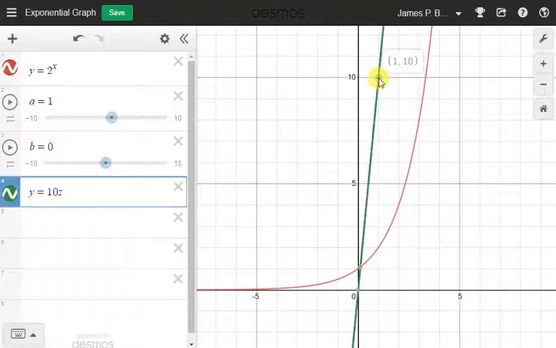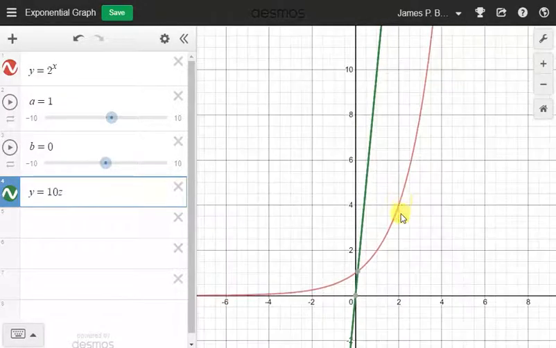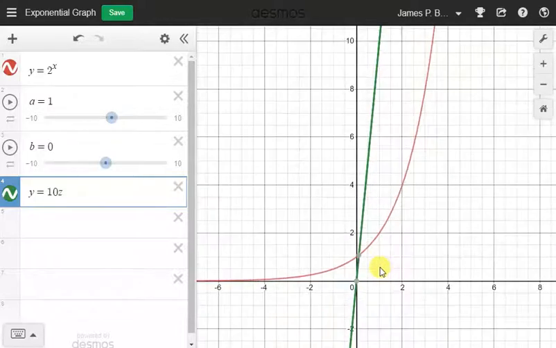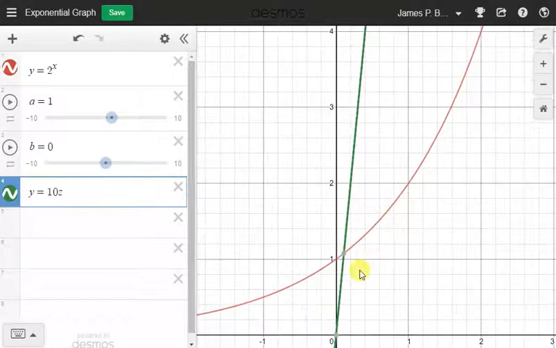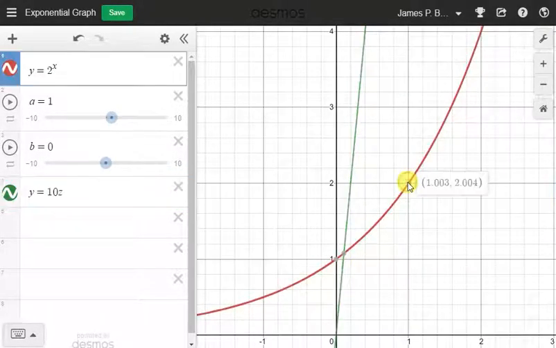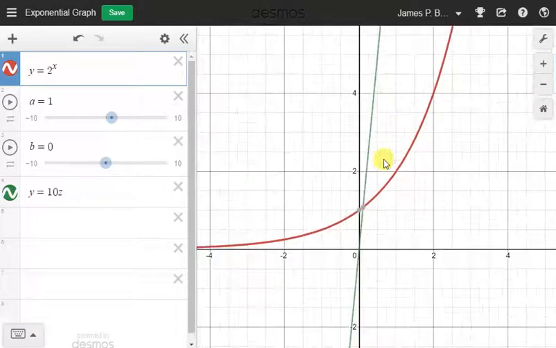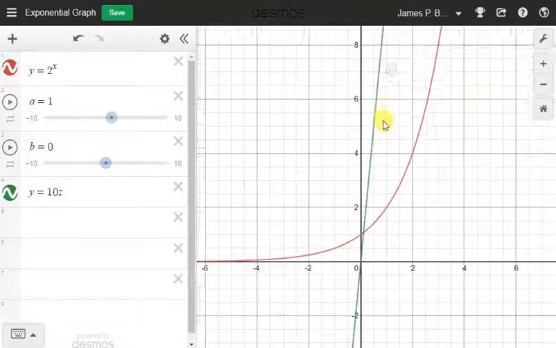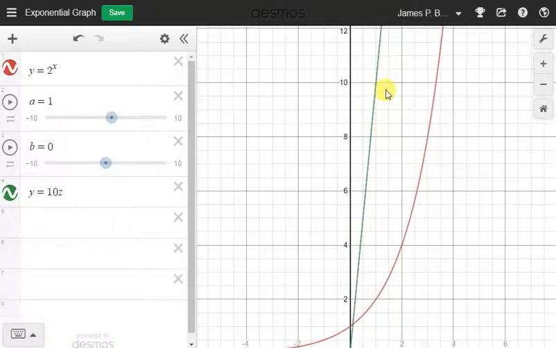We go up 10. That's 10. 1 week has passed. So when 1 week has passed in the exponential function here, we only have 2. We went from 1 to 2. And we went from 0 to 10 with this linear function over that 1 week.